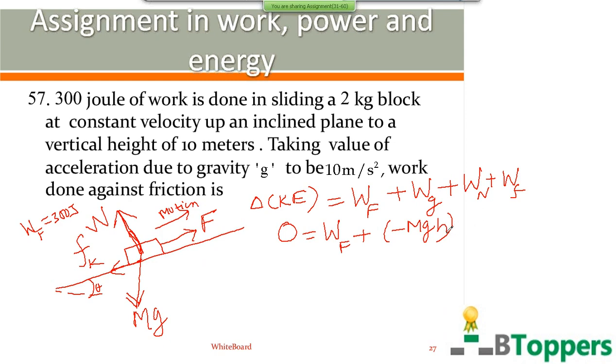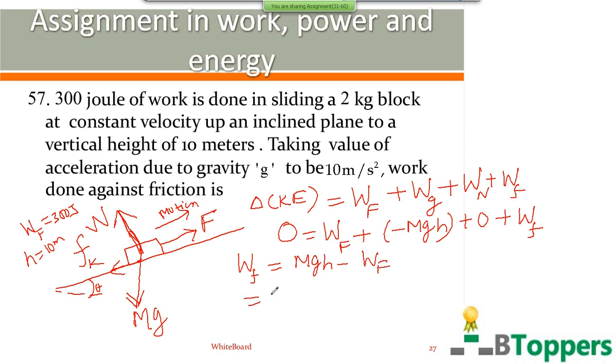h is the magnitude of displacement in the vertical direction, which is given to be 10 meters. Work done by the normal reaction on the block is zero, because the normal reaction acts perpendicular to the direction of displacement. Let W subscript f denote work done by friction on the block. Therefore, work done by all forces on the block, you get 300 minus mgh plus Wf.